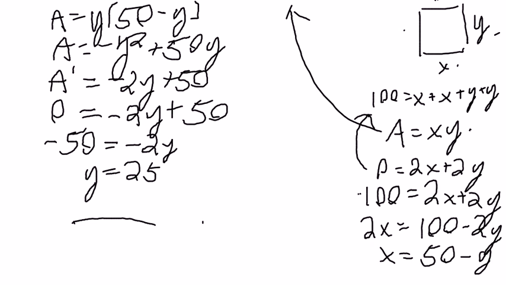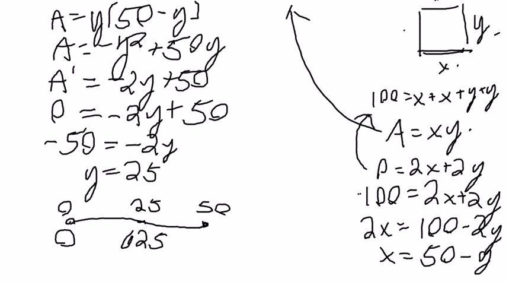Okay, so first we're going to be plugging in 0, 25, and 50. If y was 0, the area would be 0. If it was 25, it would be 25 times 25, which would be 625. And if it was 50, x would be 0, so it would be 0. So 25 is obviously our largest area at 625.